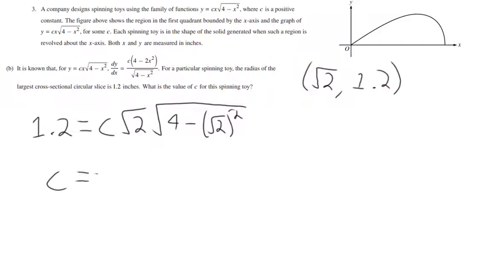C is going to be, if I divide on both sides, 1.2 over this right here: the square root of 2 times the square root of 4 minus radical 2 squared. You don't have to simplify this. You can just leave it like this. This is our value of c. And let's move on to part C.